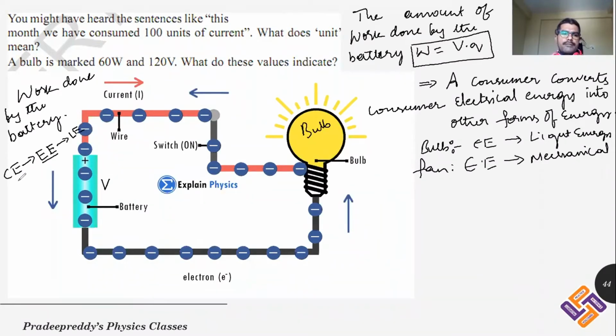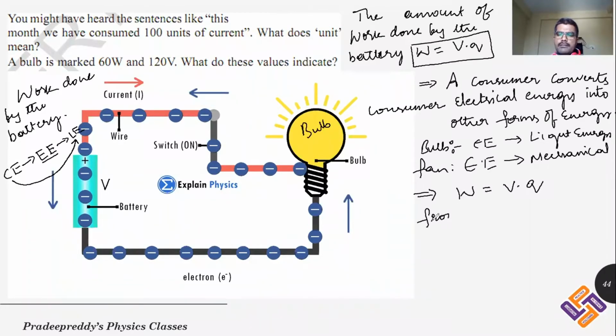Therefore, who is responsible? Chemical energy is indirectly converted into light energy. Therefore, the battery plays the key role in this electrical circuit. So the battery is doing some work, and that work done, W, can be written as V into Q.